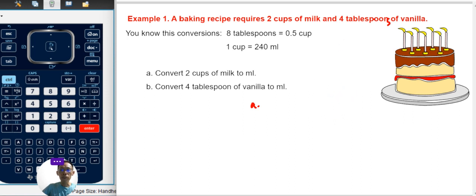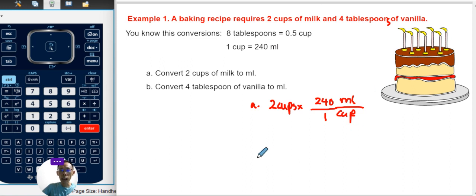So what I can do is I can write 2 cups, and then to change it into milliliter, I need to times. Over here, I need to cancel the cups. So this is the numerator, I need to put it in the denominator. And then I need to put the milliliter on top. So you can see that 1 cup is 240 milliliters. So I put here 1 and then 240. There's no S in this case, just cup.